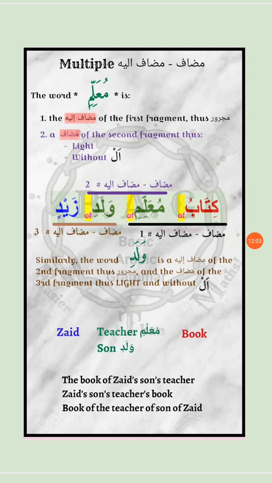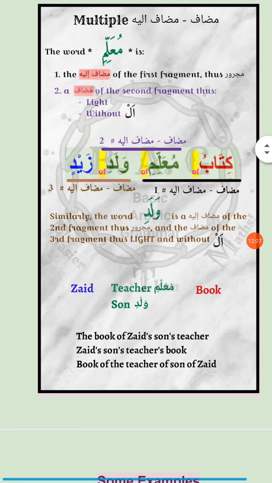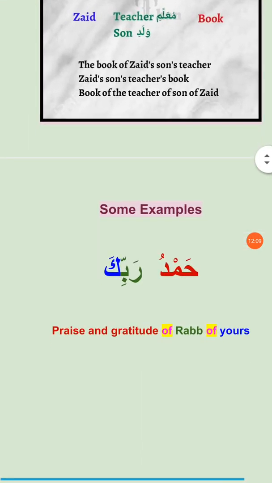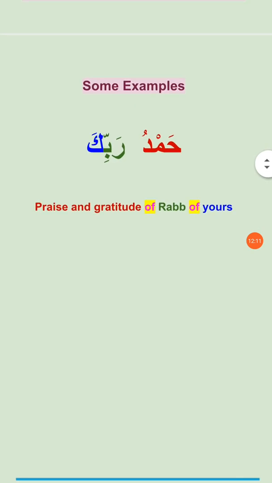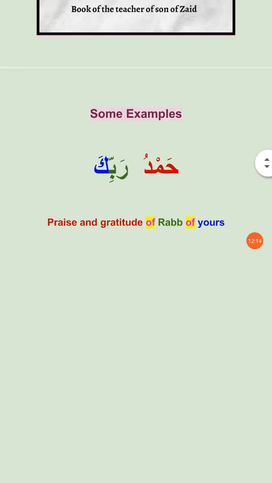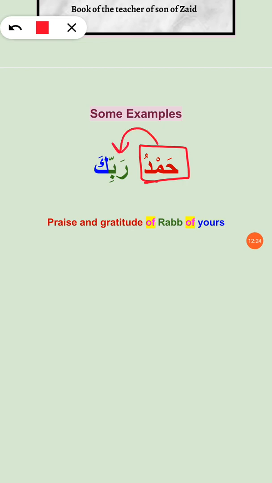Of course, the first one is how we usually translate it, or the second one either. Alright, so let's study some examples. Some real examples, as I said earlier. Okay, so first of all, we have Hamdu Rabbika. What do you see? An ism that is light and without al, and the next ism is jar. So this is a clear-cut Muzaf Muzaf Ilaih fragment.